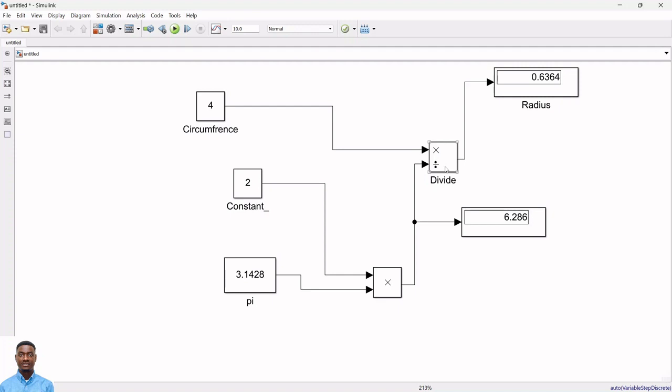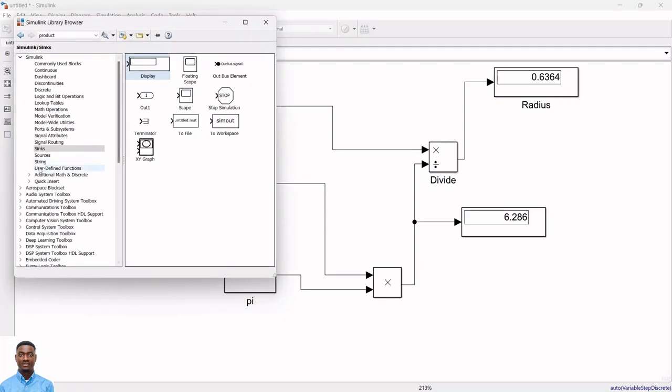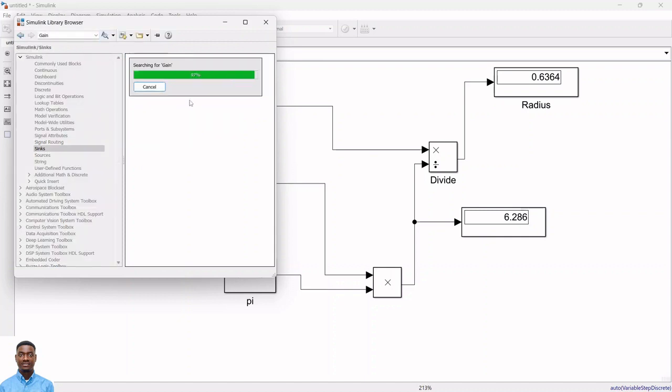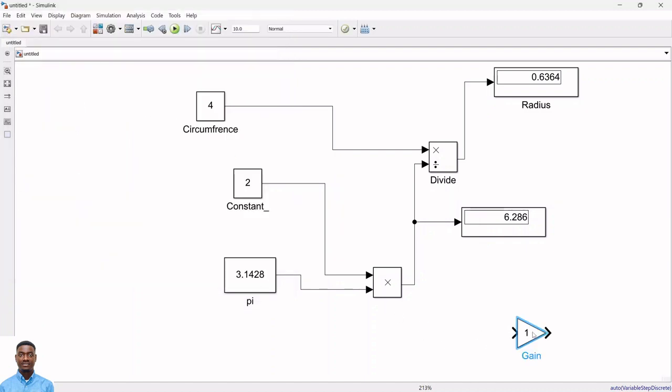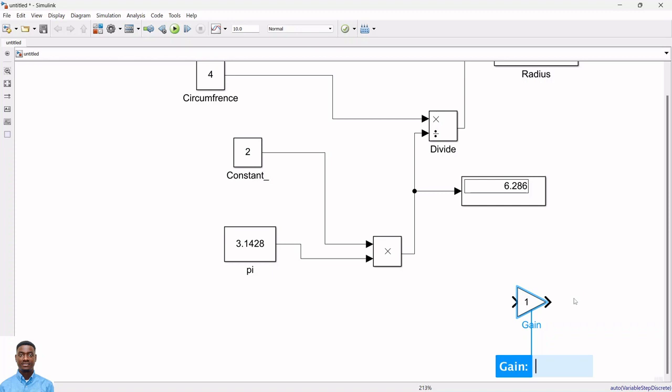So the major blocks that do these operations are your summing junction, the gain, and the integrator. Let me just show you in the library of Simulink. Let me show you the gain block. This is the gain block. This is what your gain block looks like.